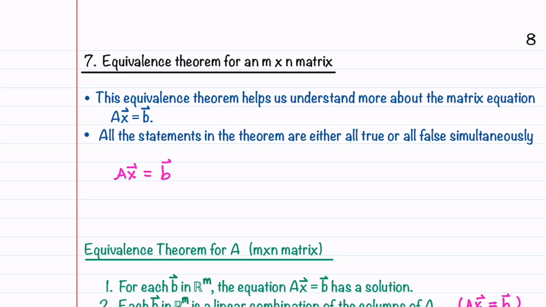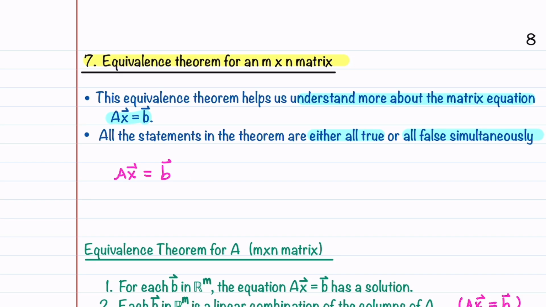The last and very important topic that we're going to talk about is the equivalence theorem for an m by n matrix. This theorem helps us understand more about the matrix equation AX is equal to B. All the statements in this theorem are either all true or all false simultaneously. The really nice thing about this is if you know that one statement is true, you'll know that all the other statements are true.